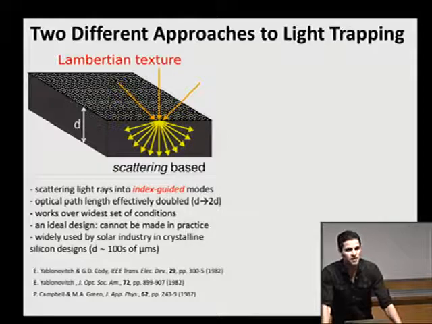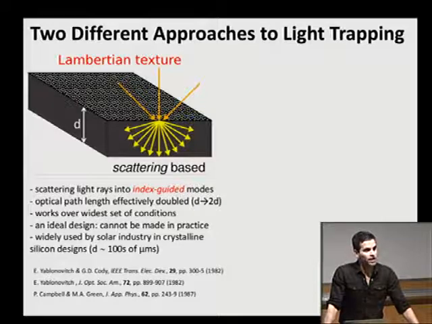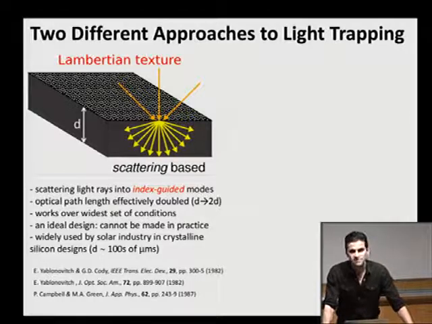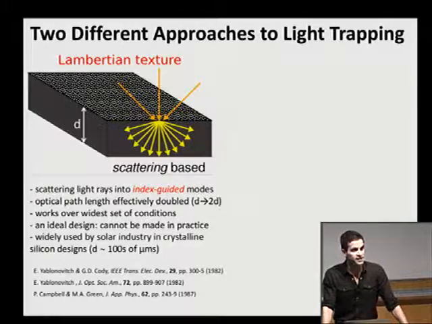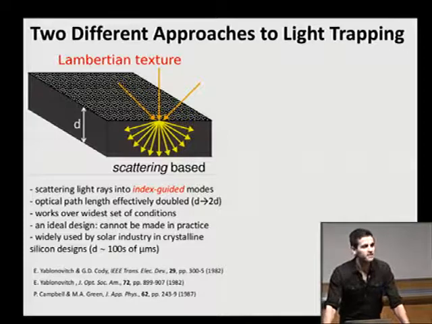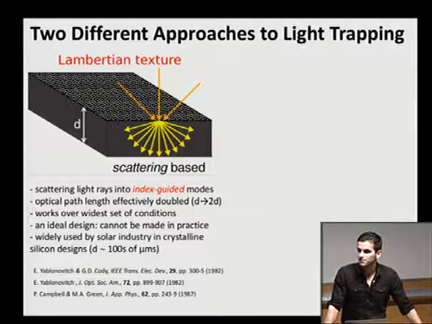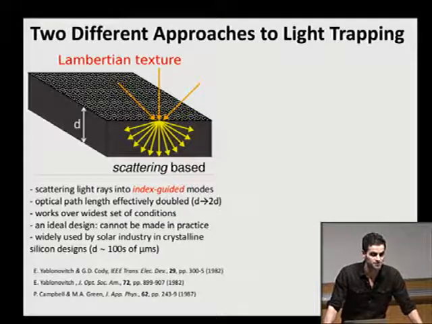This problem was first addressed more than 30 years ago by Professor Eli Yablonovitch and his colleagues, who proposed that by applying a random surface texture to the front coating of an optically thick crystalline silicon solar cell, the light trapping could be significantly enhanced. This is based on the principle of scattering incident light rays into the index-guided modes of the high-index material, and has the remarkable property that it effectively doubles the optical path length of light. Because of its simplicity, it is widely used by the solar industry to create thick crystalline silicon solar cells which are 100 microns in thickness.